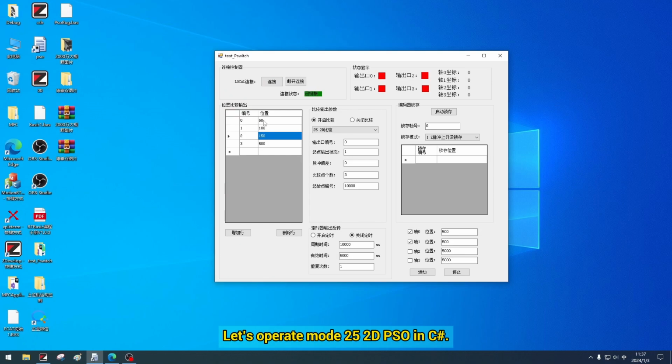Let's operate mode 25 2D PSO in C#. At first, enter comparison points into the table. Choose to open comparison. Select mode 25. Then set parameters. No pulse deviation. 2 points, starting from 0. Check axis 0 and axis 1. They do interpolation of 500 distance.